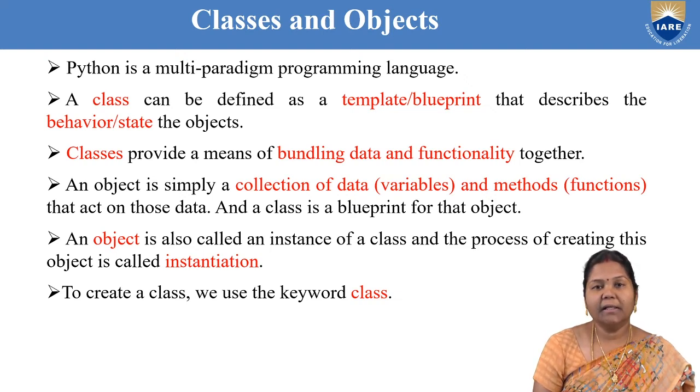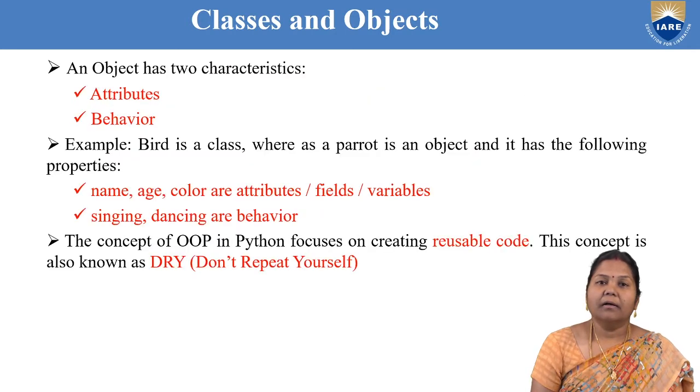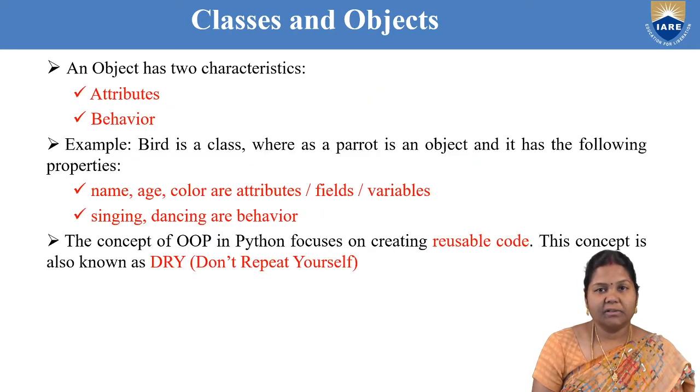So, you can create n number of objects for a particular class, and an object is also known as an instance of the class, and the process of creating objects is also known as instantiation. To create a class in Python, we use the keyword class. Now, every object has two important characteristics. One is called the attributes and the behavior.